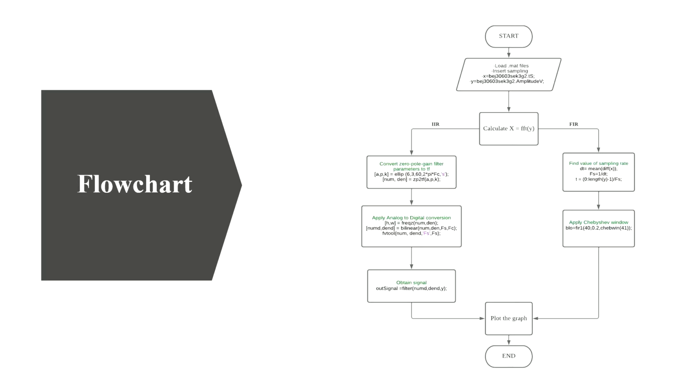Next, for the FIR, the first process we need to do is find the value of the sampling rate. After that, we can apply a Chebyshev window. This can be used as Chebyshev is the presence of the impulse at the endpoint of the time domain response. After we get the value, we can proceed to plot the graph using the code program of the MATLAB.